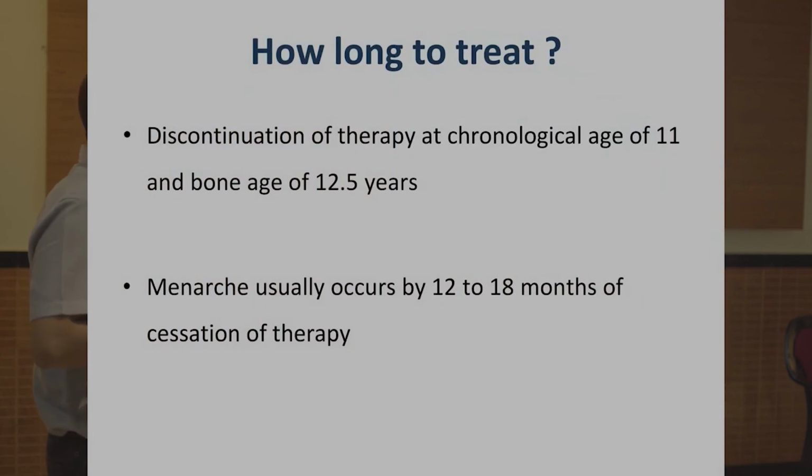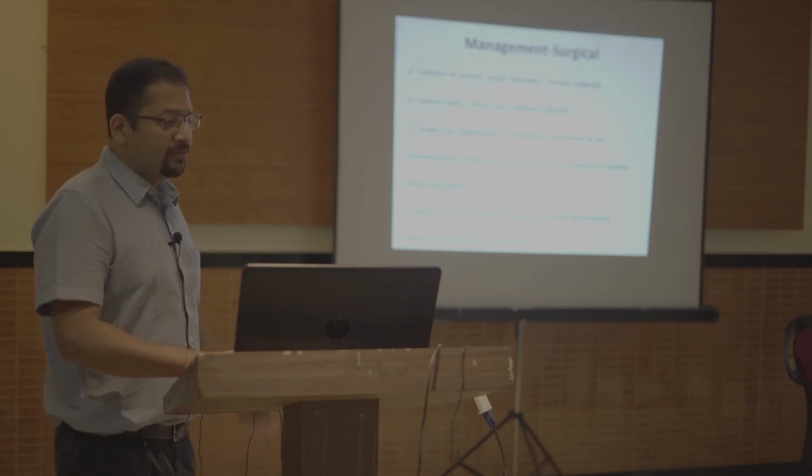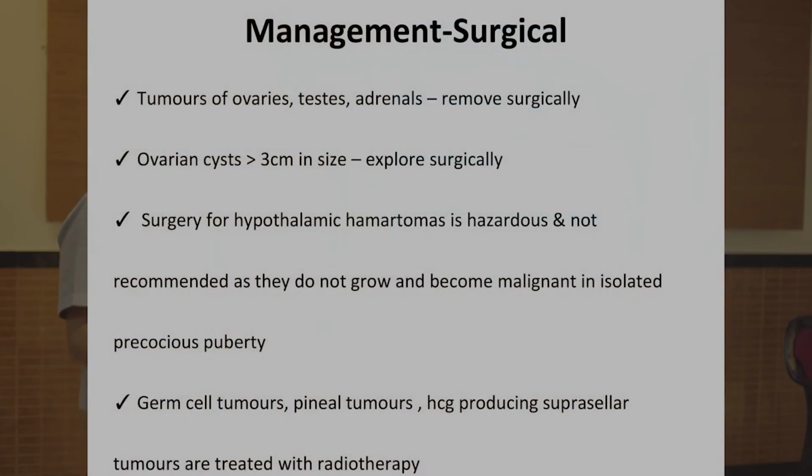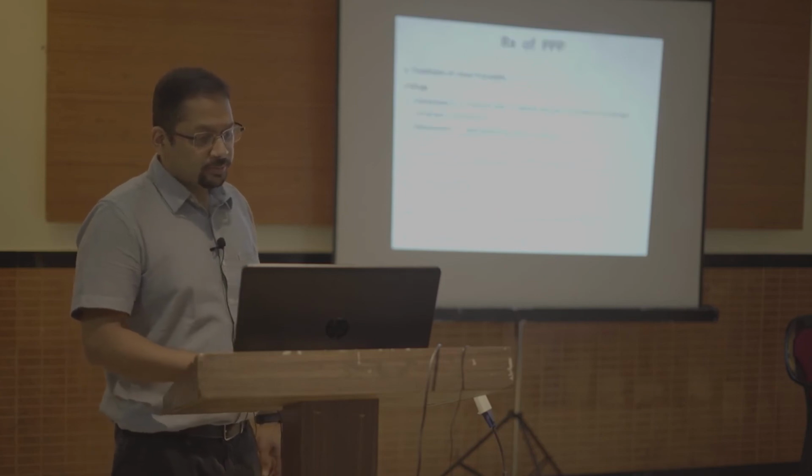So when to discontinue: as I told, when the bone age is 11 years and the hormone age is 12.5 years, we have to stop the treatment. Menarche occurs 12 to 18 months after cessation of therapy. Surgical: when we have any surgical etiology, especially in the peripheral conditions, we have to remove those peripheral tumors. For the hypothalamic hamartoma, surgery is very hazardous. That can be life-ending or can cause morbidity to the patient. So hypothalamic hamartoma should not be touched in such conditions.